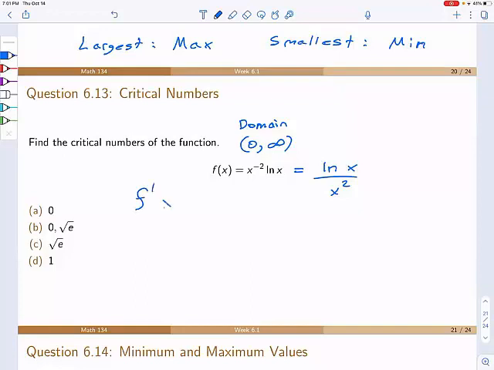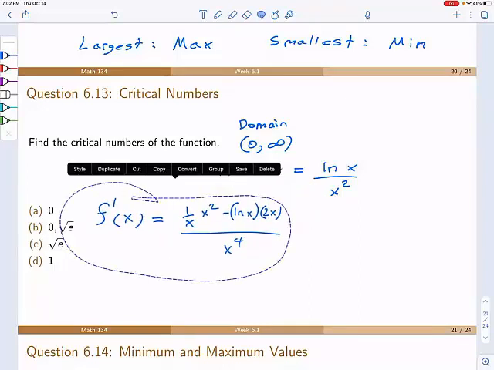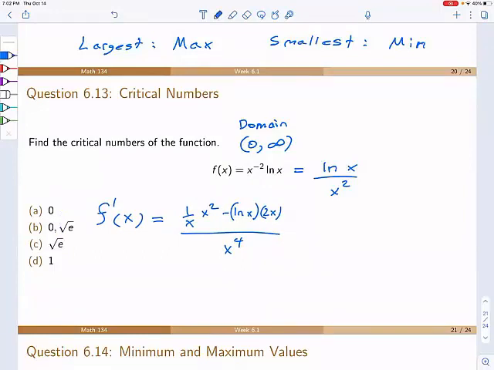Then I will look for places where the derivative is either 0 or doesn't exist within that domain. So f prime of x, using the quotient rule, I would get 1 over x for the derivative of ln, then copy x squared, minus copy ln x, and the derivative of x squared is 2x. That all goes over x squared squared, so x to the power 4. A little bit of simplification is in order here. I notice that x cancels out with the numerator and the denominator, and there's an x in both terms in the numerator, so I can cancel one of those out.